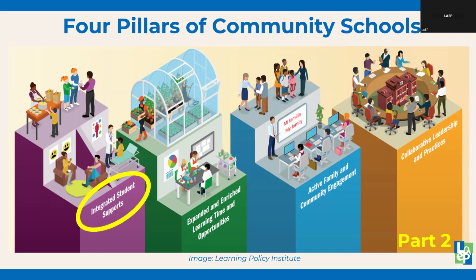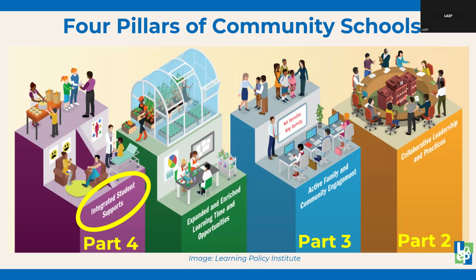Part 2 of this series focused on collaborative leadership and practices because we believe that that pillar is the foundation and driver of the work to support the other pillars. That's why we started with collaborative leadership and practices. Part 3 of this series focused on active family and community engagement, which reinforces the collaborative leadership and practices pillar. Without active family and community engagement, a school cannot employ true collaborative leadership practices in the context of community schools, because the important stakeholders' voices need to be recognized, acknowledged, and promoted.